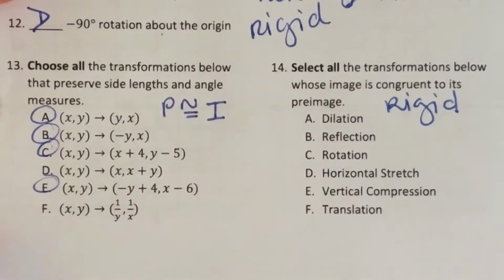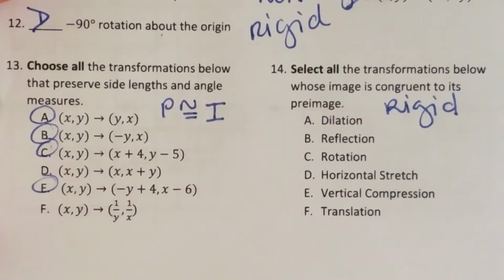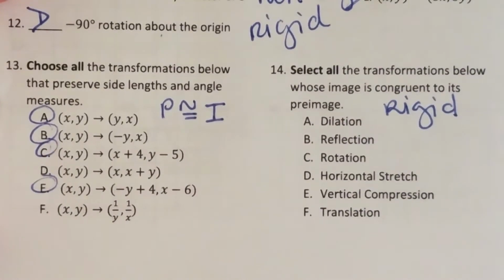For number 14, this is just asking you to identify the transformations that are rigid, which means the pre-image is congruent to the image and vice versa.